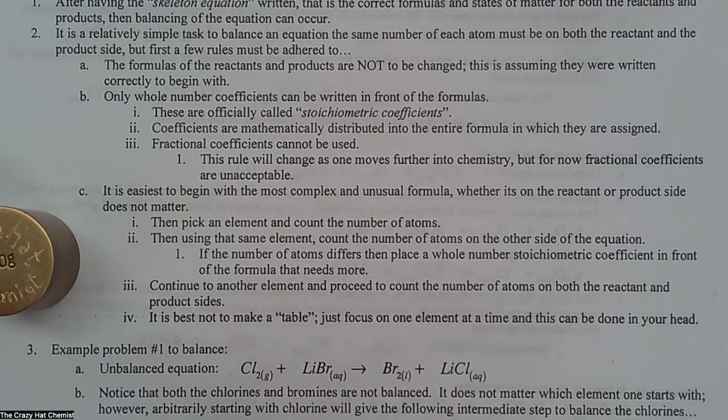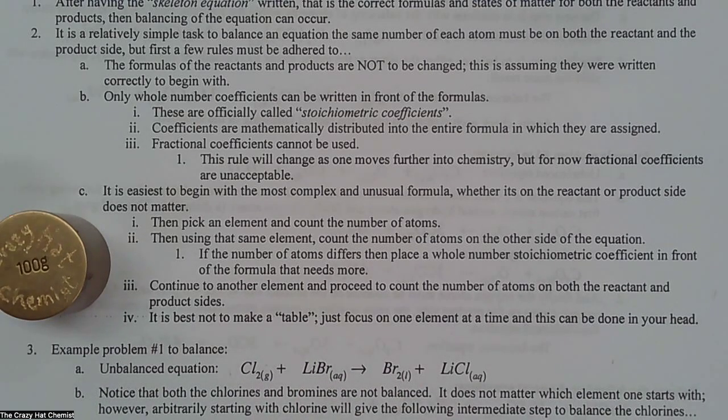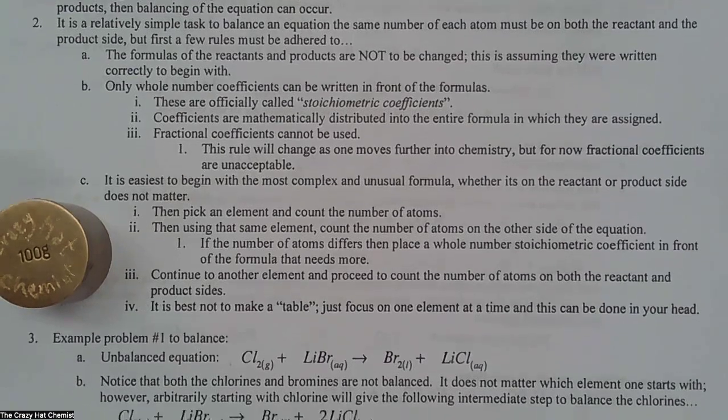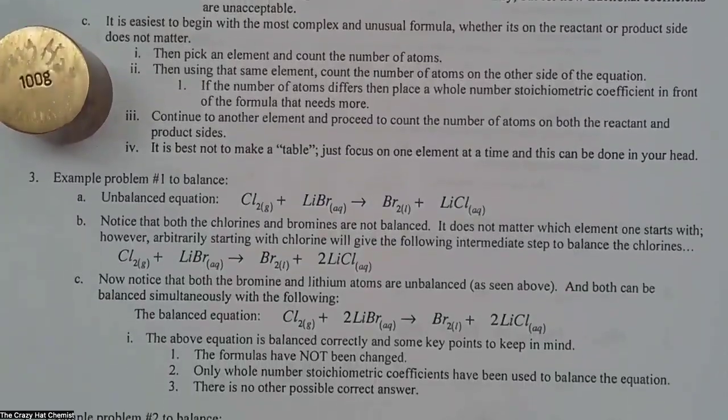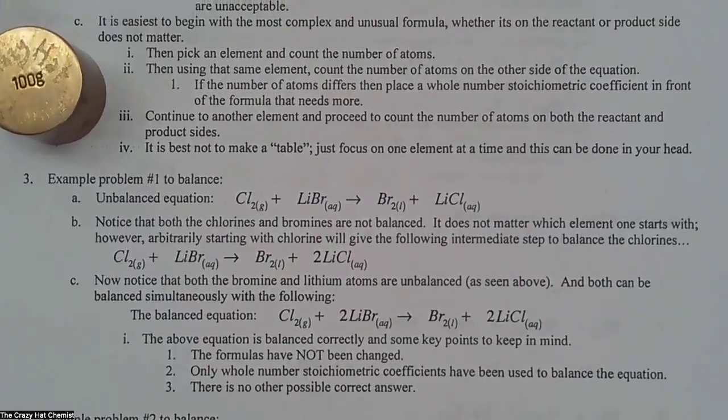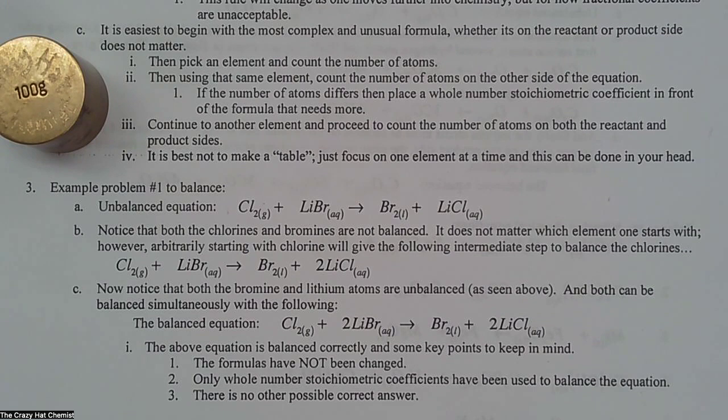I always see my chemistry students when they come into my chemistry class, whether it's honors chemistry or advanced placement chemistry, and they have been taught in middle school to make these tables and to count the number of atoms on both sides. That is just tremendously tedious. Please do not do that. It just takes too darn long, and it doesn't really actually help you in the process. You should be able to keep these numbers in your head.